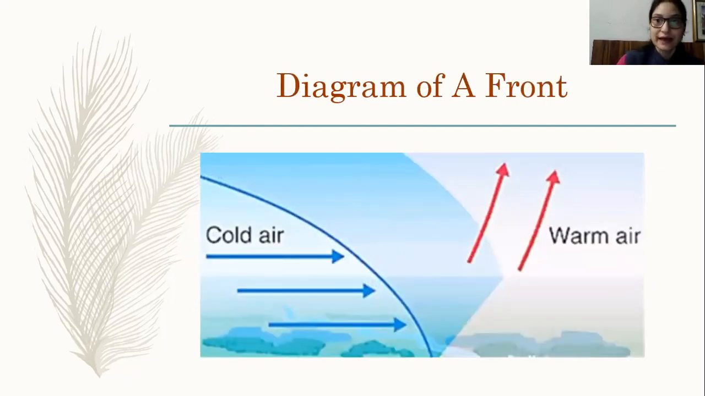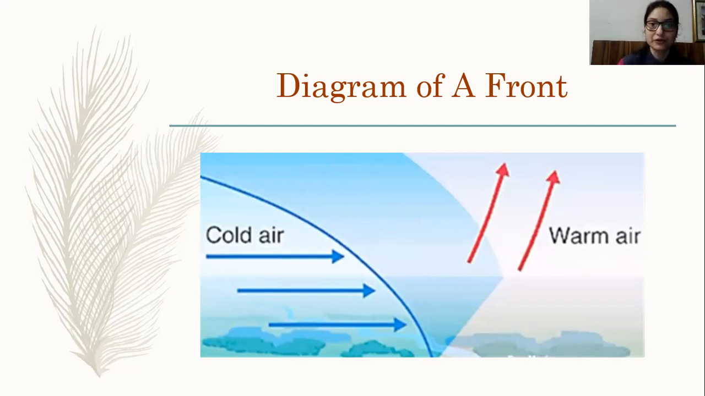That means after frontolysis, divergence begins. Now this is a diagram of the front. As I have told you, let me tell you again, what was the front that we have already discussed? It is a boundary, it is a 3D zone, it is like a sloping surface which is present in the atmosphere. It is created by the contrasting air masses like warm air and cold air. These are able to create fronts.